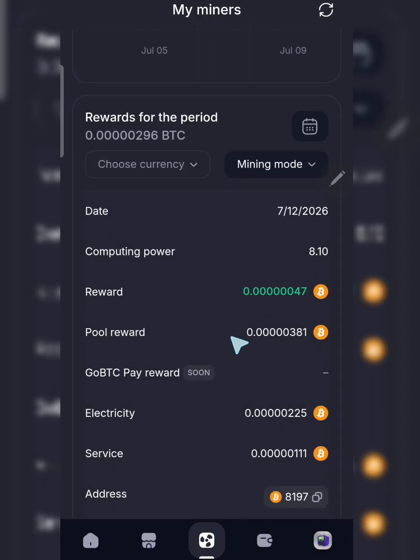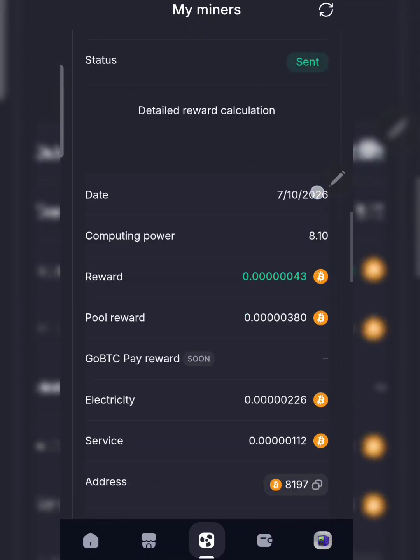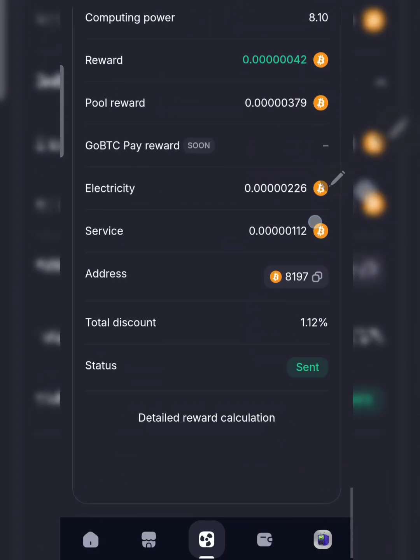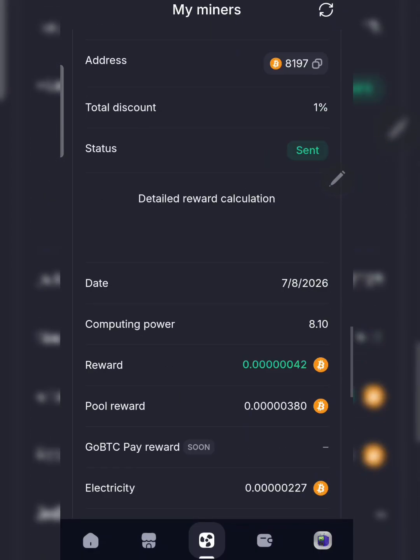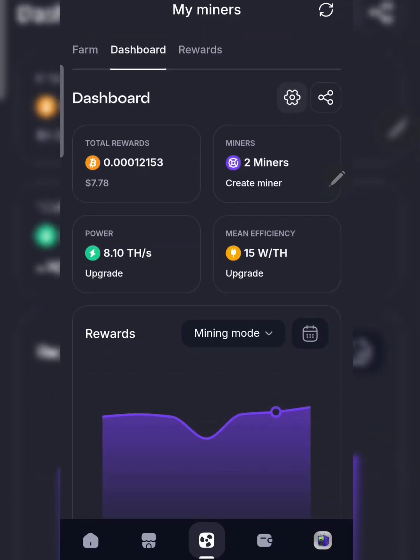Coming down here, these are the transactions that I've been getting. This is where I am actually earning Bitcoin. This is the transaction history. This is all I have been earning from this particular mining machine. And guess what? The withdrawal here is absolutely mind-blowing.